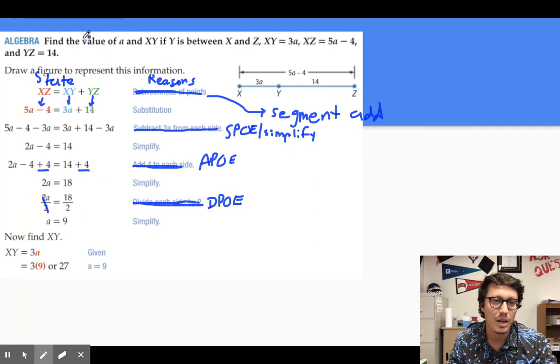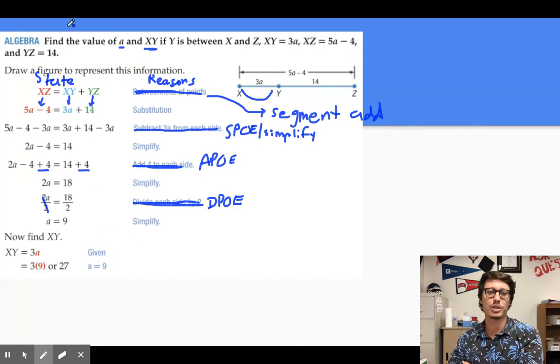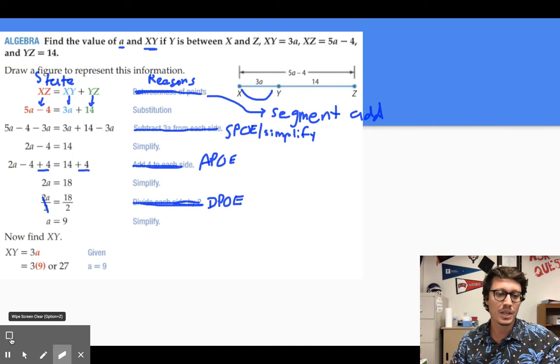Okay, now it also says we found a, we did that, find the value of a, but now it also says that we have to find xy. So if we're looking for xy right here, now that we know a, we plug in 9 for a, and we find that the length of xy is going to be 27. Okay.